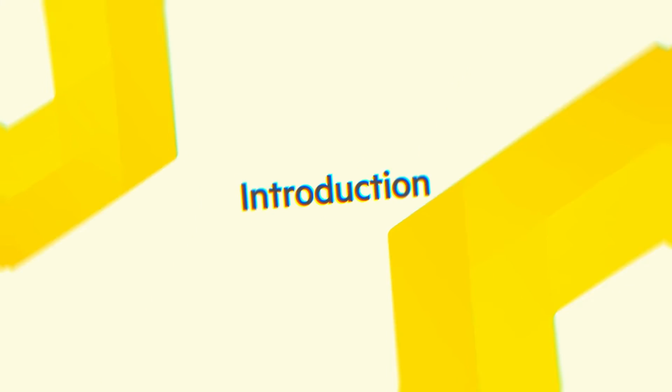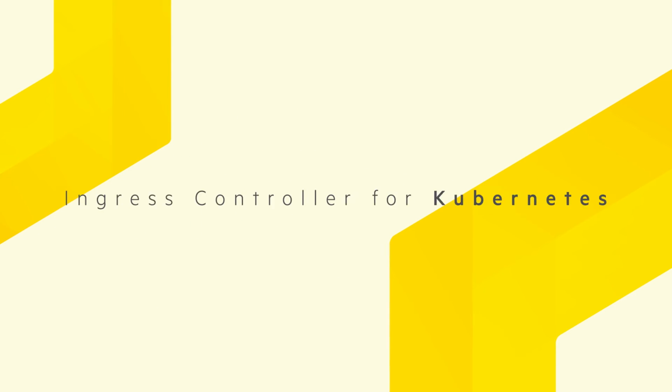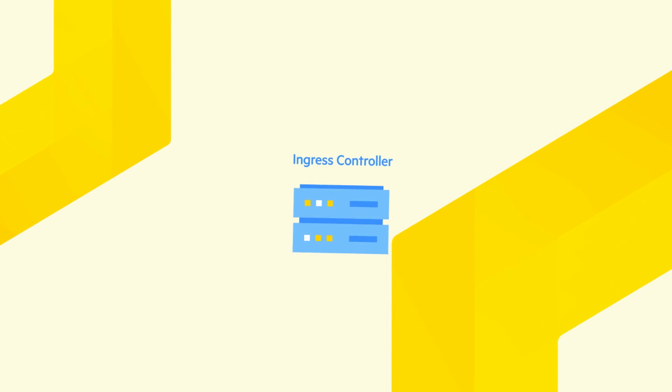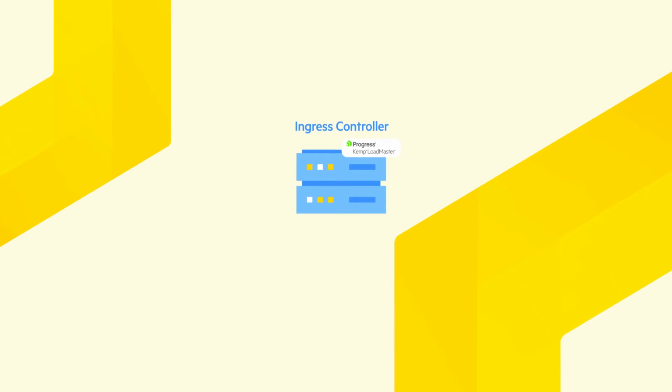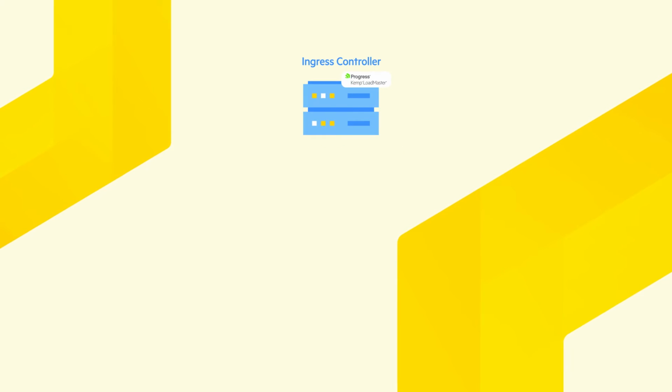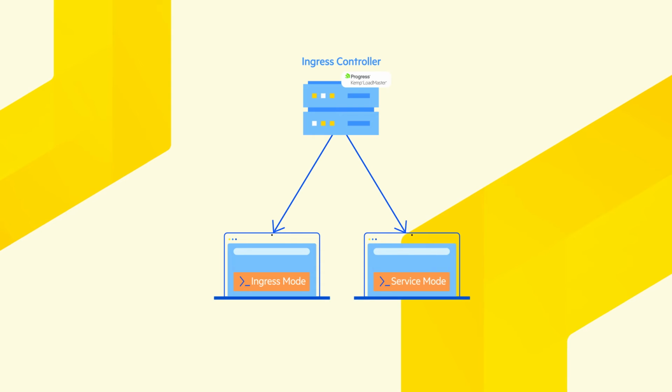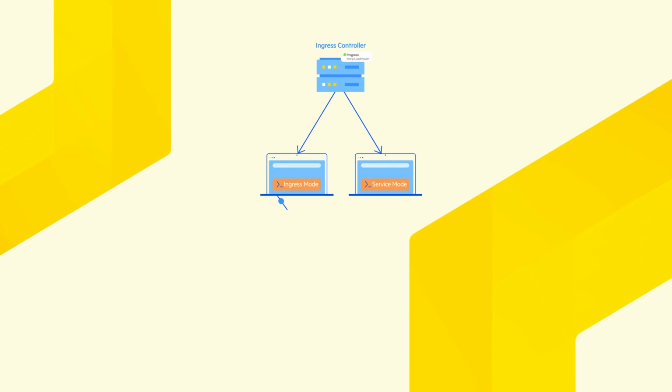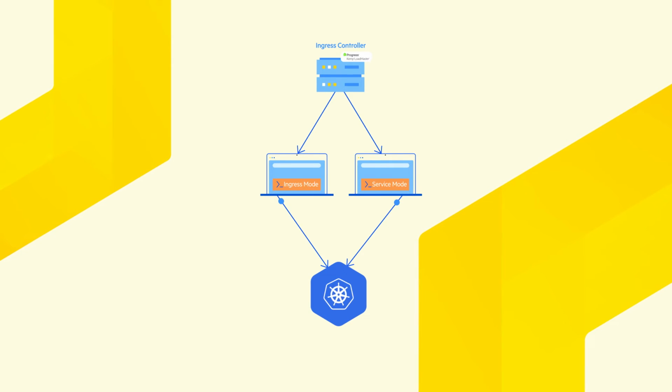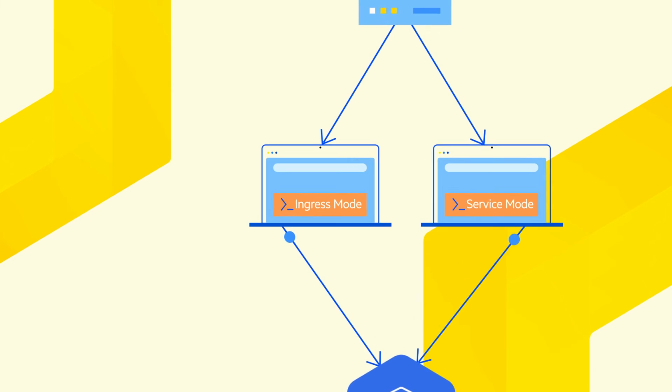Welcome to this introduction on the Progress LoadMaster Ingress Controller for Kubernetes. The Ingress capabilities on LoadMaster can be delivered in two different modes, Ingress Mode and Service Mode. Each one provides different capabilities to ensure organizations can adopt and gain the benefits of Kubernetes in their environments. This demonstration will focus on Ingress Mode.